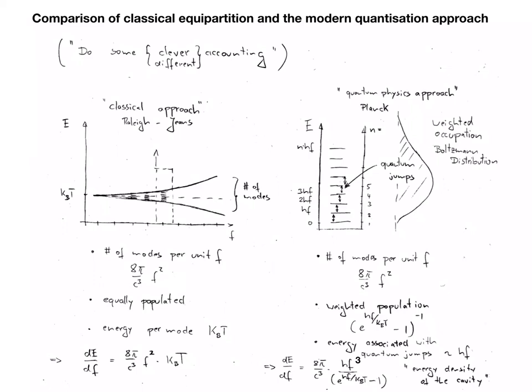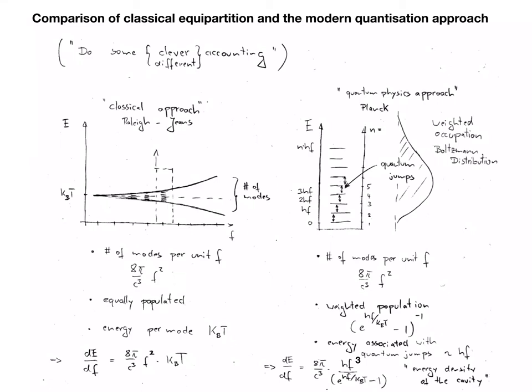Both approaches, classical and Planck's approach, have in common that the number of modes is given by 8 pi on c cubed times frequency squared. However, two important differences occur. In the classical Rayleigh-Jeans approach, the modes are equally populated, whereas in Planck's approach, the modes are populated in a weighted fashion, in agreement with the factor 1 over e to the power of hf on kBT minus 1, which is given on the right.